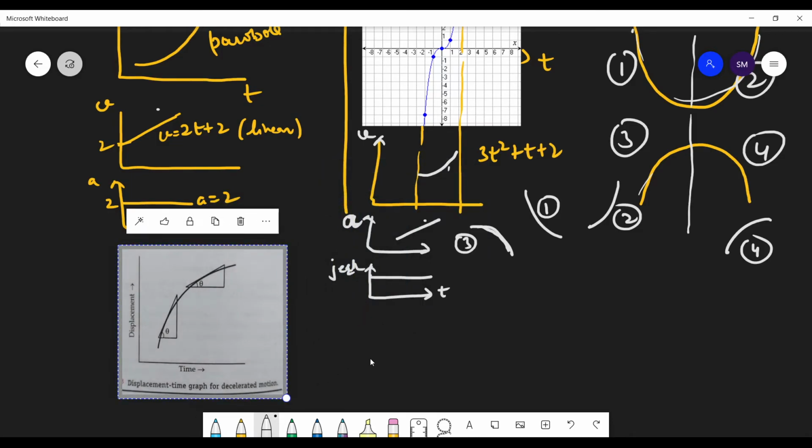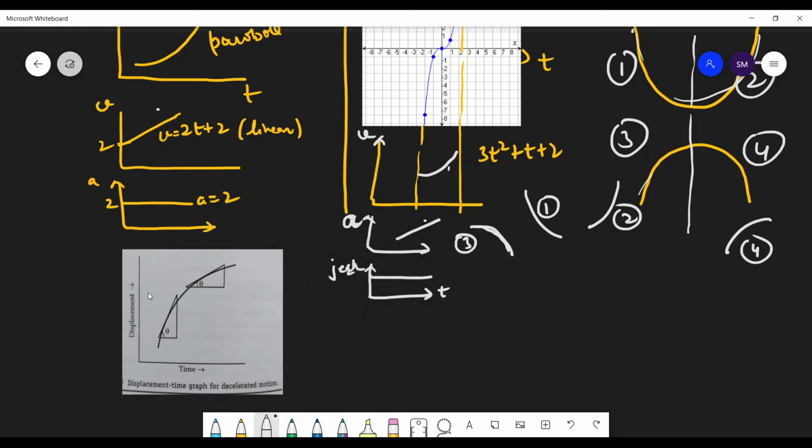So now look at this graph, students. This is a displacement-time graph. In the questions we have done till now, the slope was increasing. Now you can see here the tan theta is more and here the tan theta is lesser. So the slope is decreasing. What is the slope here? Displacement per second, velocity. So velocity is decreasing. Now it depends again on where you started.